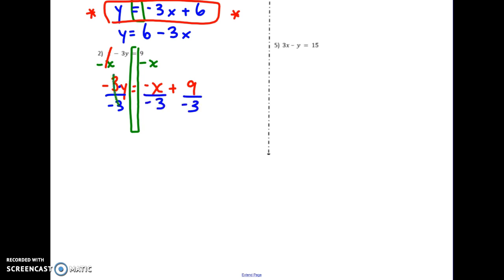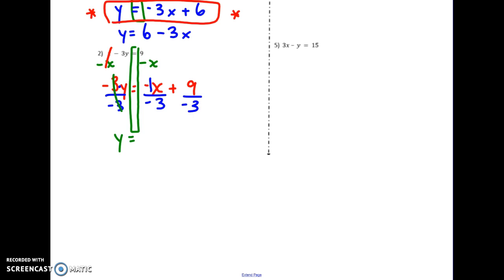So, here's what we're going to go over. Remember how when you have a variable and it's just kind of sitting there by itself, we can draw in an invisible 1, so you do have something that can divide. What's negative 1 divided by negative 3?